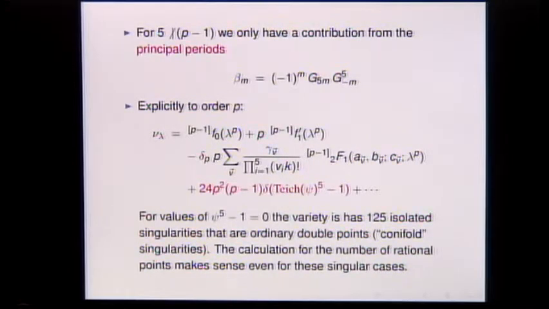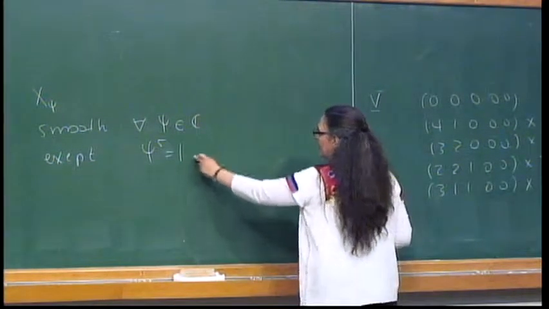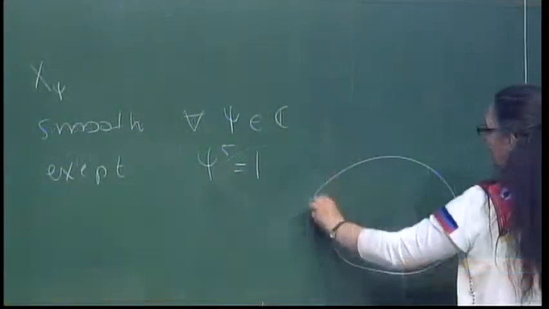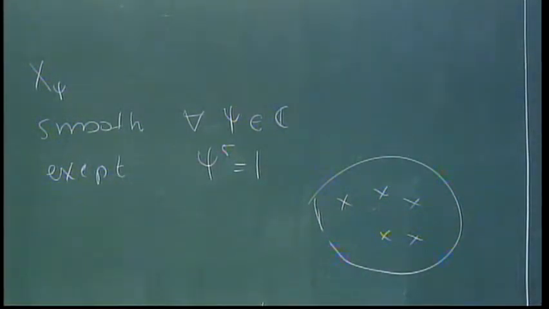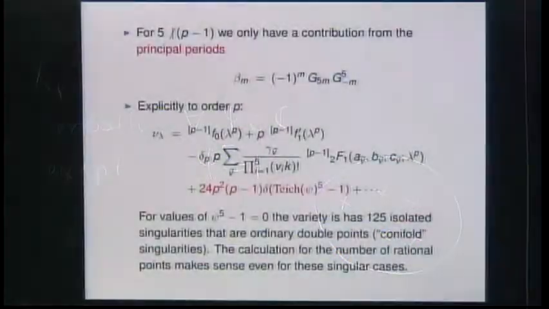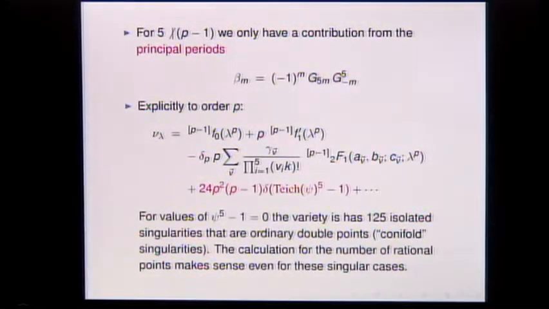If you know about singularities, you can check that when you get to these values of psi, you get 125 singularities over the place. When you zoom in on one of these and study it, you discover that these are just ordinary double points. In the physics literature, these are called conifold singularities. There is a lot of fun to be had in this when it happens in physics.